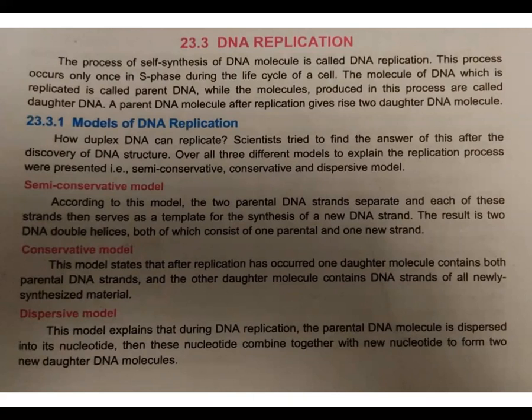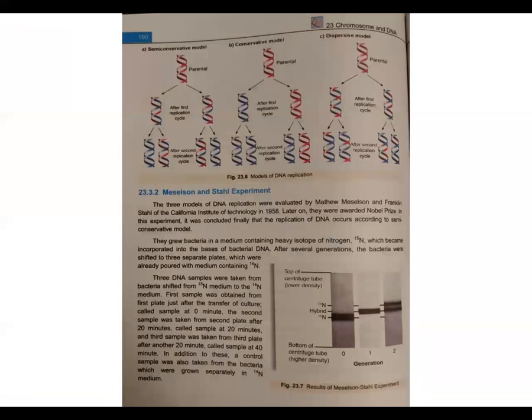The third model at the time was the dispersive model, which says that the parental DNA molecule gets dispersed, and each of these nucleotides then comes together with new nucleotides to form DNA duplexes, which was also rejected. And the experiment which later confirmed that DNA replication is actually semi-conservative was the Meselson and Stahl experiment.